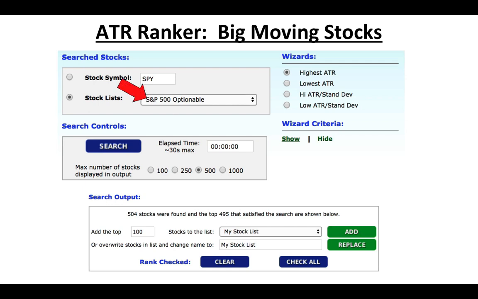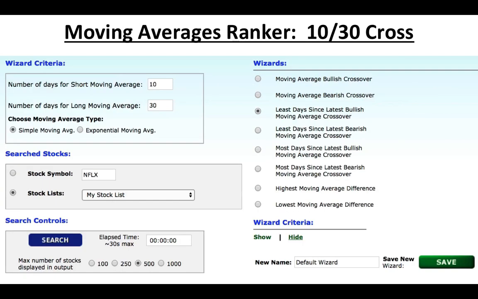You do that with the S&P 500. You select highest average true range, and then you simply click search. When the result comes back, you take the top 100 of those stocks, the top 100 biggest movers, and then you pop them into My Stock List, and you click replace. My Stock List will be used in step two, which is to detect the 10/30 crosses.